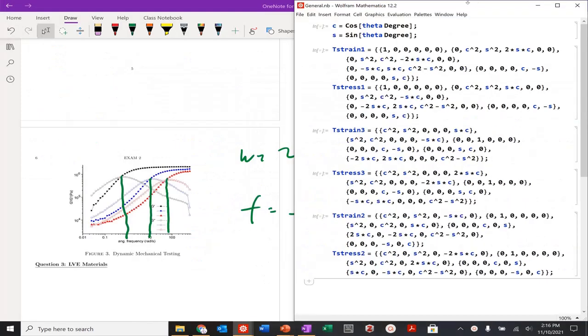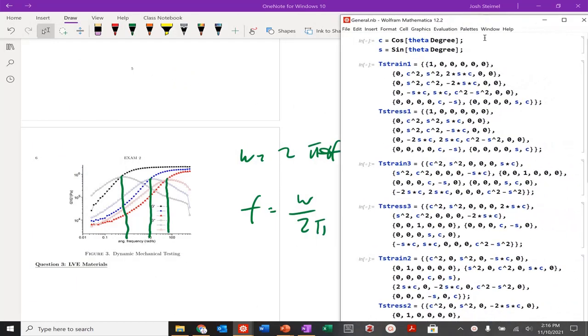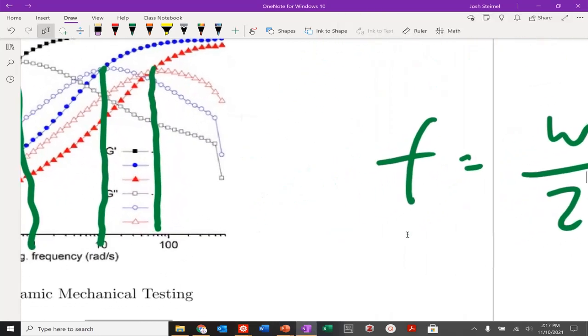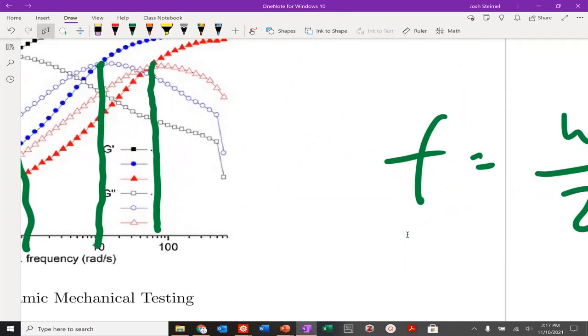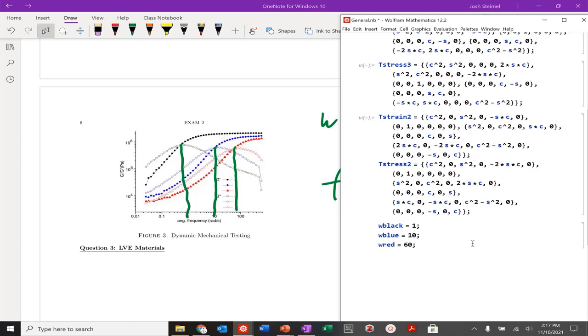Let's use our Mathematica notebook we've been using previously. I don't know if you could hear the leaf blower outside, but let's go ahead and figure these out. So our omega for black is going to be equal to 1. Our omega blue is equal to 10, and our omega red is equal to, let's zoom in a little bit here. If we look over here, it's probably 20, 30, 40, 50, 60-ish. Let's just say 60. These are all in radians per second. So my f black equals omega black divided by 2 times pi.